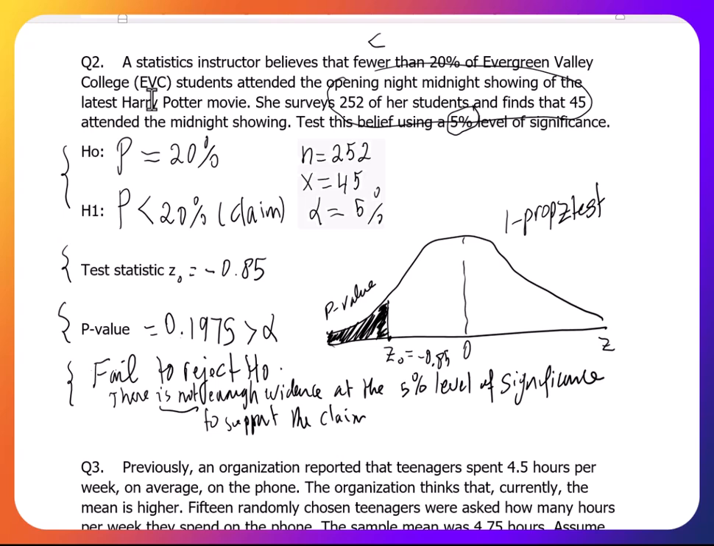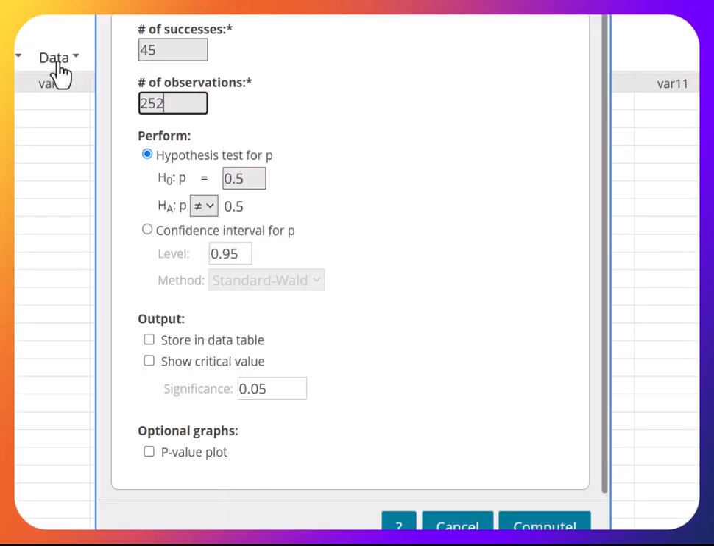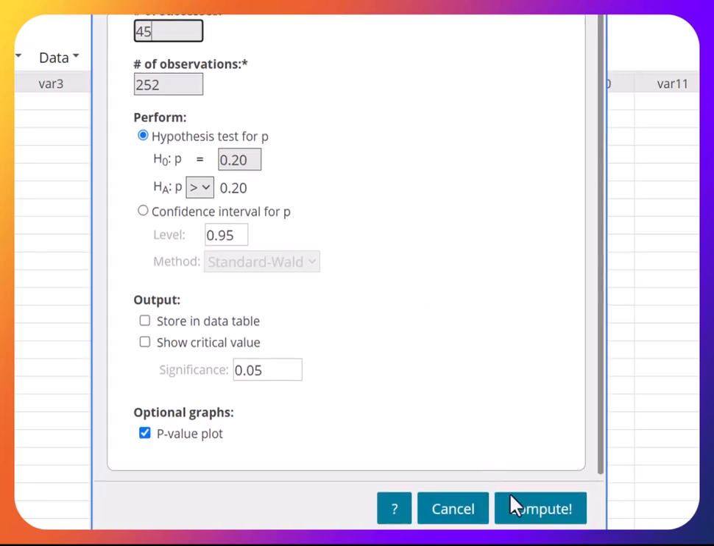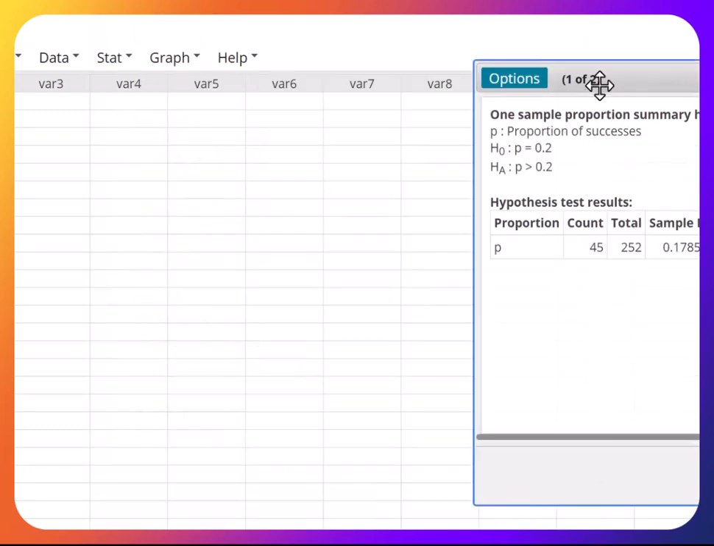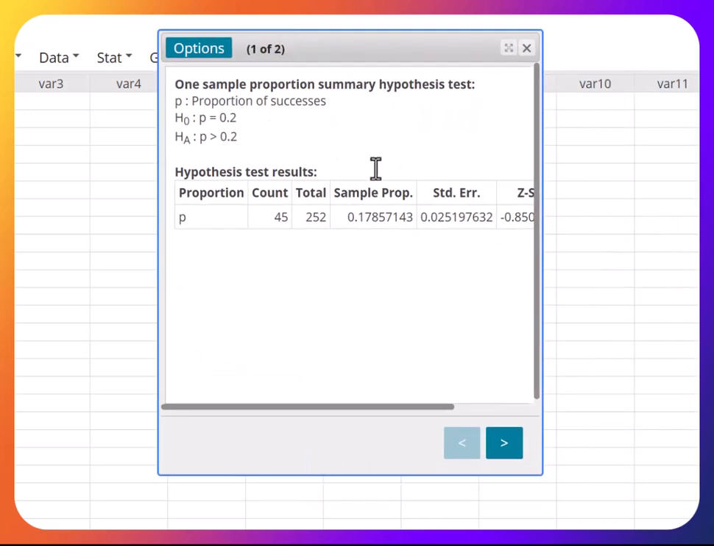Let me just make sure. 252 and 45. Yes, that's correct. Okay, hypothesis testing. We're testing against 20%. So just put the 20, and we need to choose the alternative sign. HA means H1, the alternative sign, which is what we said, greater than. Okay, and now if you wanna, you can do a p-value plot and see what's gonna happen, guys. Compute. Let me show you, move this a little bit and show you.